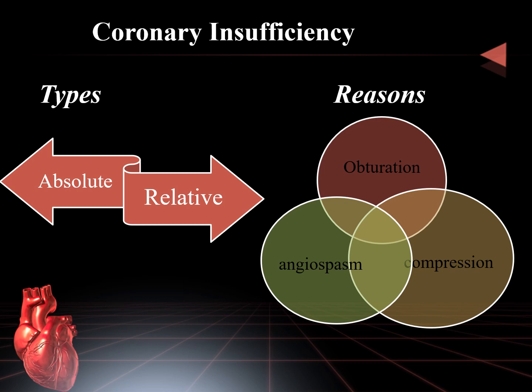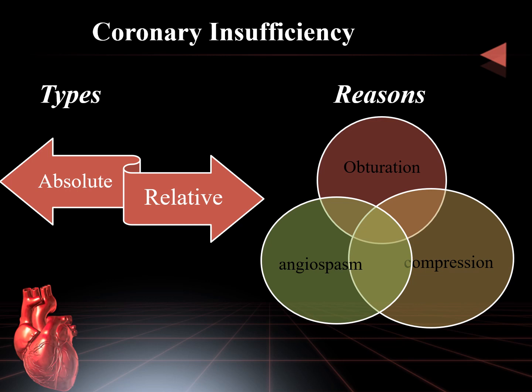The causes of coronary insufficiency are, first, obturation, which is the blockage of the lumen of the coronary vessels, and it develops for the following reasons. The first is atherosclerotic plaque. It is the cause of 90% of myocardial ischemia. Coronary artery thrombosis mainly arises as a result of atherosclerosis. Then coronary embolism and inflammation of the coronary vessels. All of them lead to obturation of the lumen of the coronary vessels.